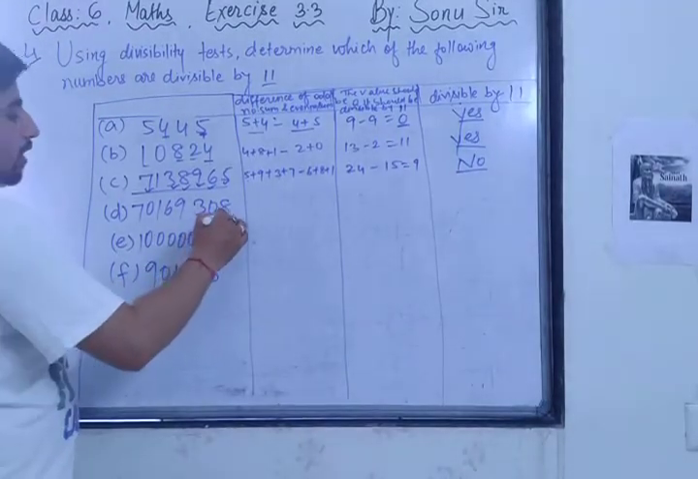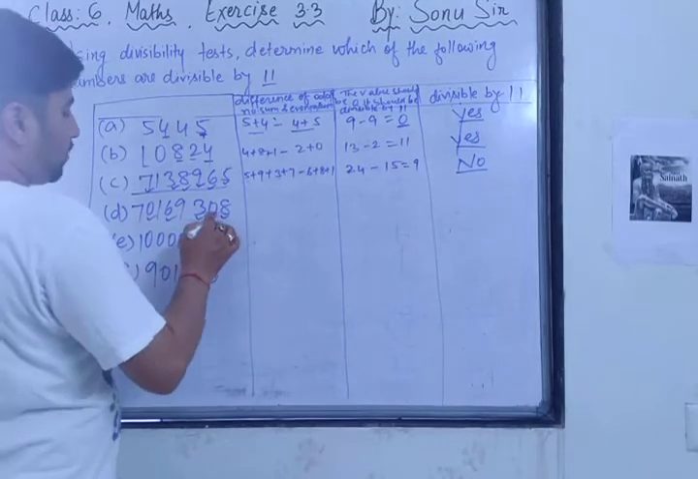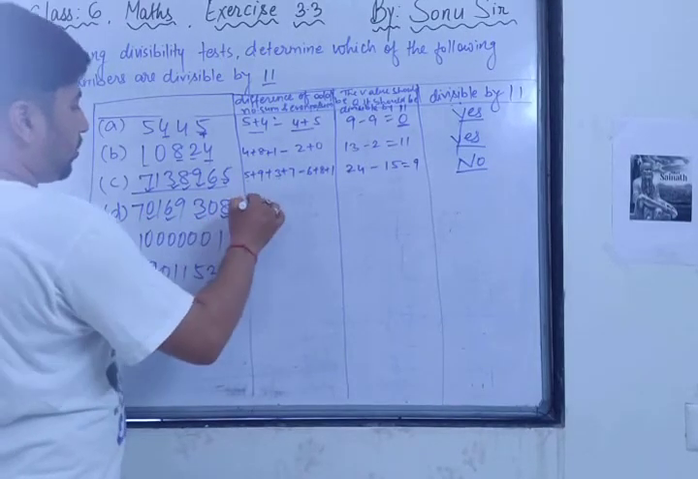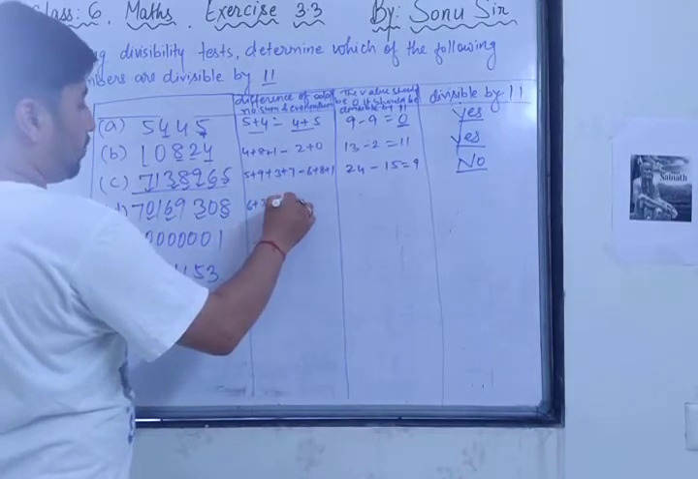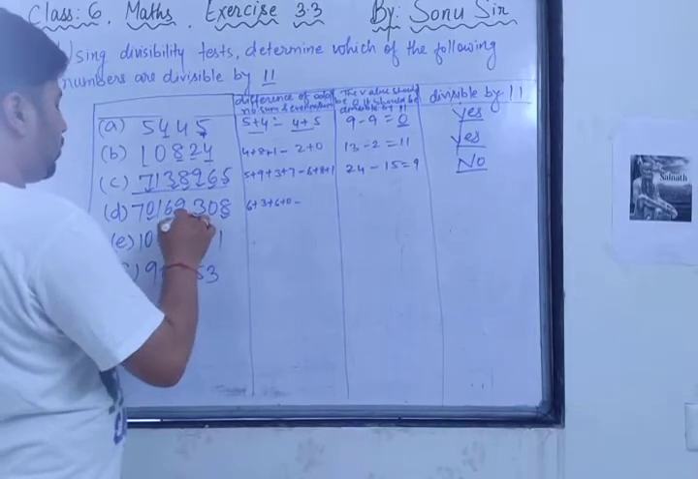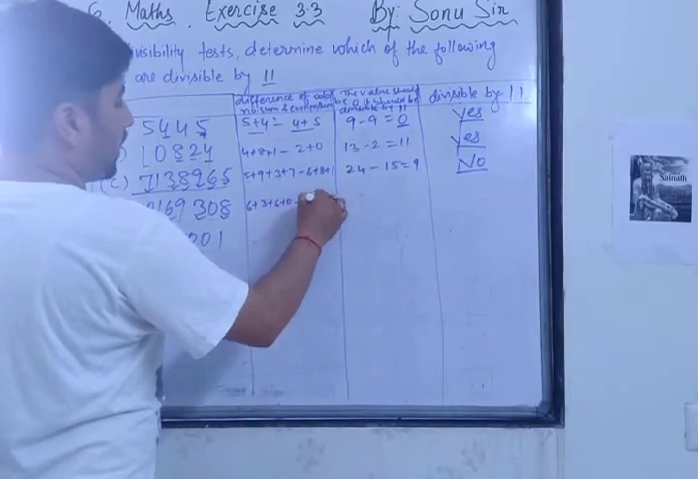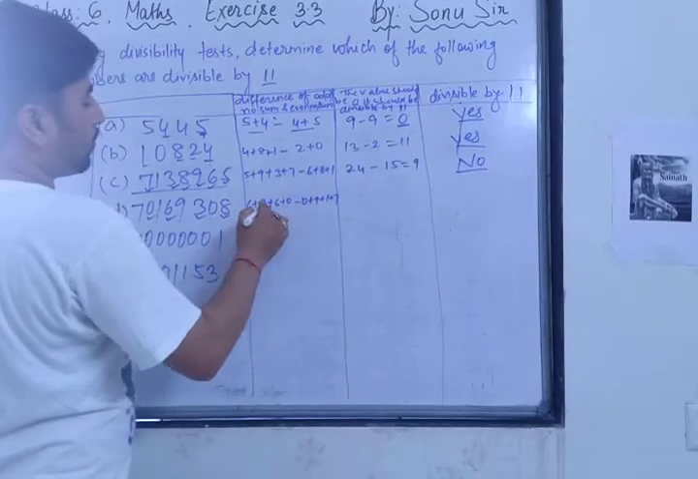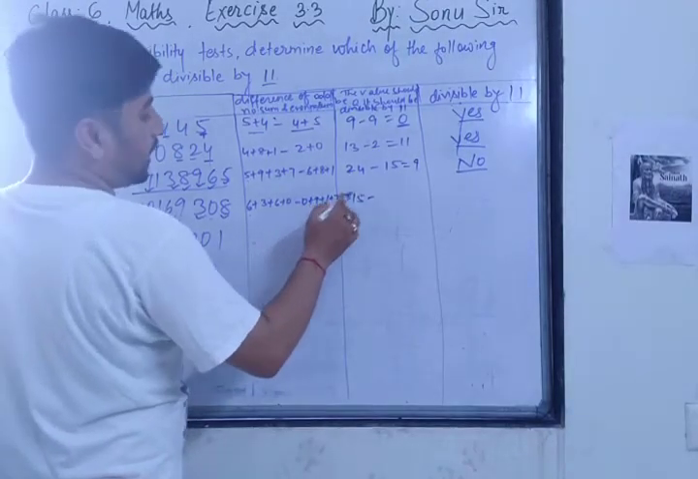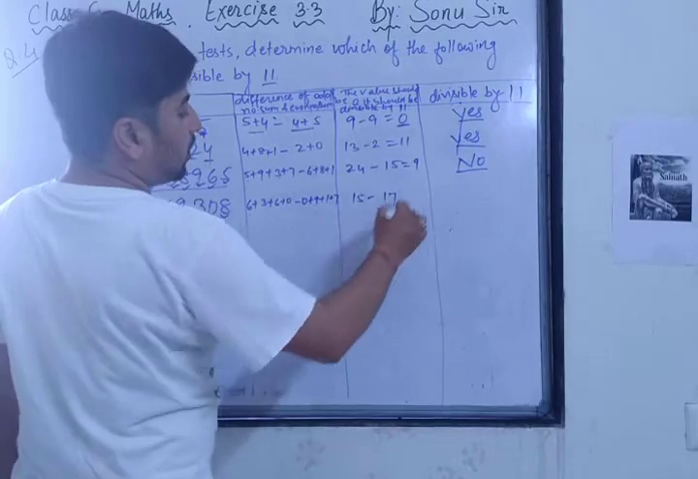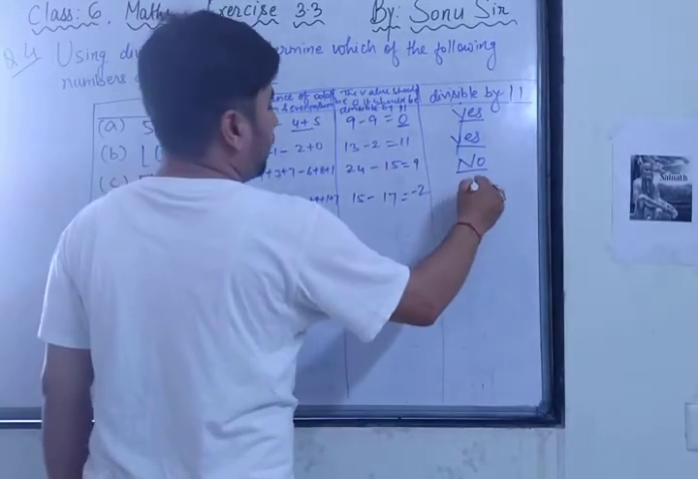Let's check this number. 8 plus 3 plus 6 plus 0 minus 0 plus 9 plus 1 plus 7. 6 plus 3 is 9, plus 6 is 15, minus 9 plus 1 is 10, plus 7 is 17. So the result is minus 2. Minus 2 is not divisible by 11. So this number is not divisible by 11.